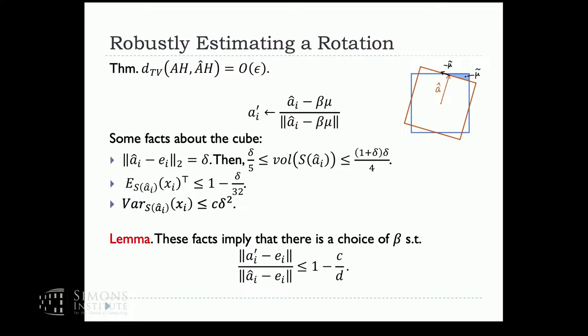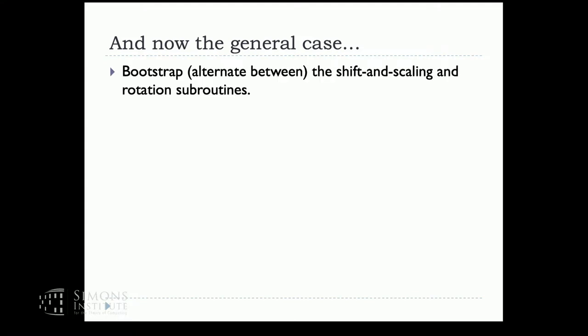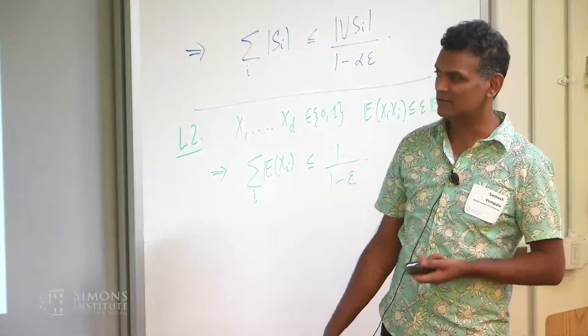And so you make this progress. And now the general case. Well, remember, we did shift and scaling and rotation. A general affine transformation has all three elements. We're just going to alternate between shift and scaling and rotation. You do shift and scaling to the extent you can. When it stops, you estimate rotation, go back to shift and scaling, and go back and forth. And the point is that the termination of each phase of, say, rotation gives you either you've perfectly estimated the shift and scaling, or you'll make progress. And so they bootstrap and converge to the correct solution.